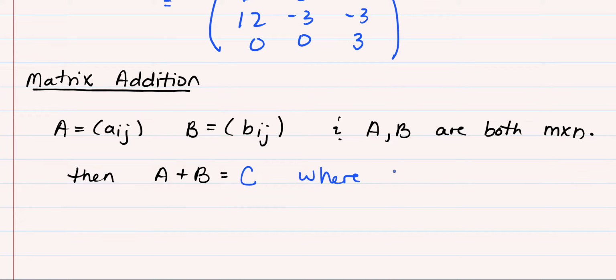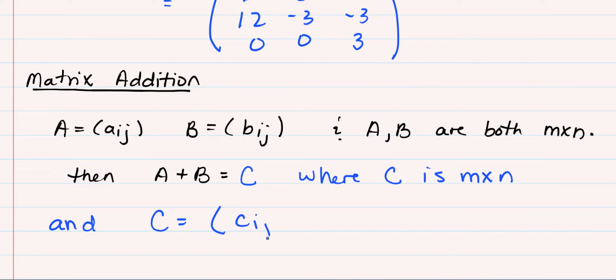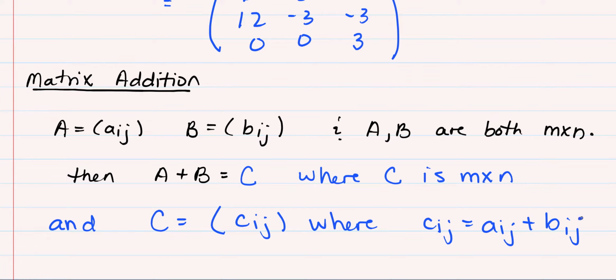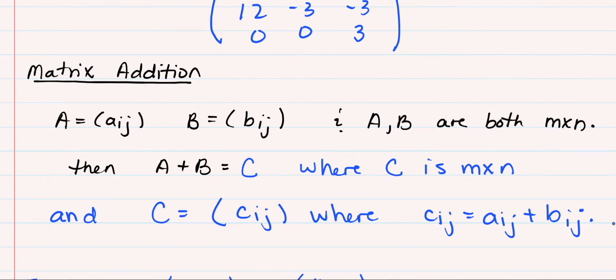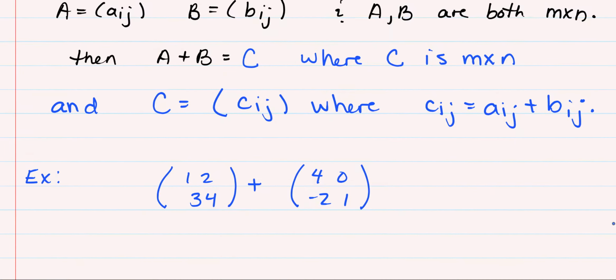You can add these two matrices, and what you're going to get is a matrix C, where C is also m by n, and C is equal to Cij, where Cij is just the sum of Aij plus Bij. And this is going to make complete sense. You're just going to add each entry. Let's do a quick example.